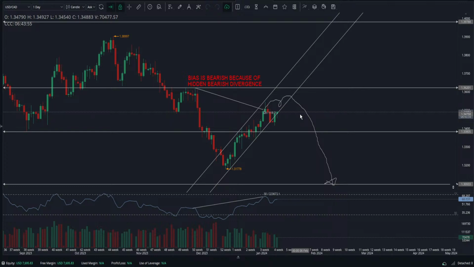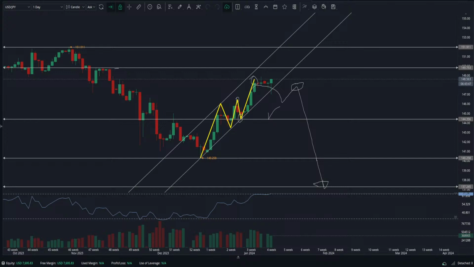But if you ask me where the support and resistance are, I can safely tell you that 1.3380 is the support and 1.3620 is the next level of resistance in this one.